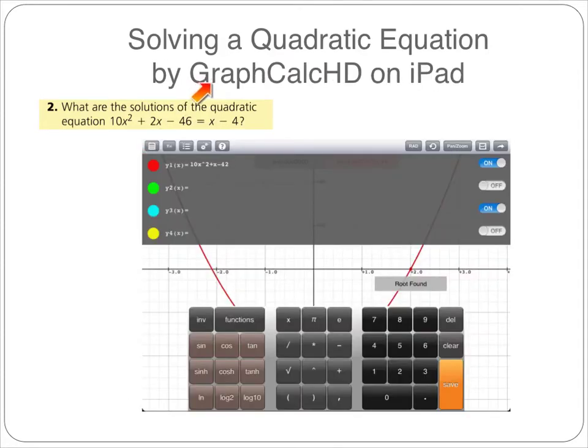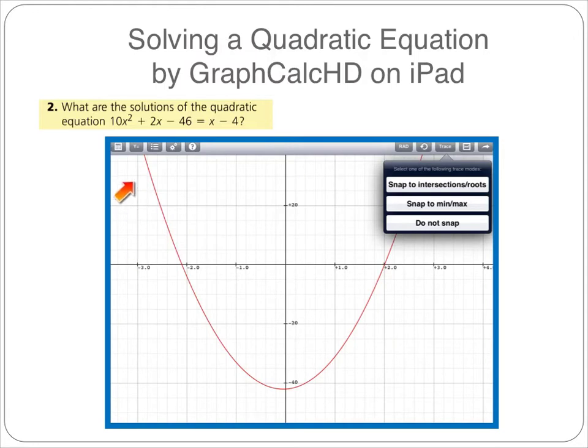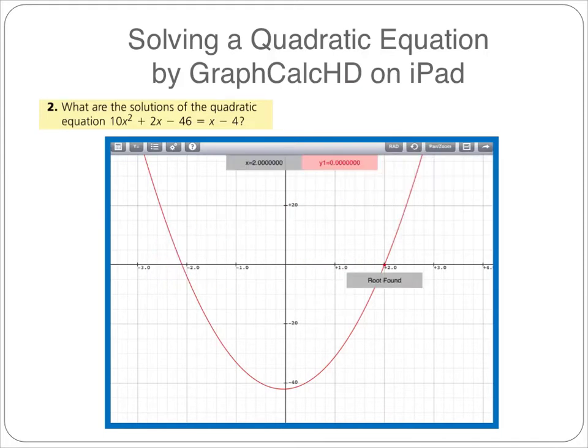To put this equation into your graphing calculator on your iPad, GraphCalc HD, you need to subtract the x and add the 4. So you punch in 10x squared plus x minus 42, and then press save. What comes out then is a beautiful function. Now you want to find the intercepts. So you press trace, snap to intersection, and then you touch it with your finger. As soon as you touch it, it finds the root. You see, this is a beautiful root, x equals 2 and y equals, of course, 0, because that's the 0 of the function.